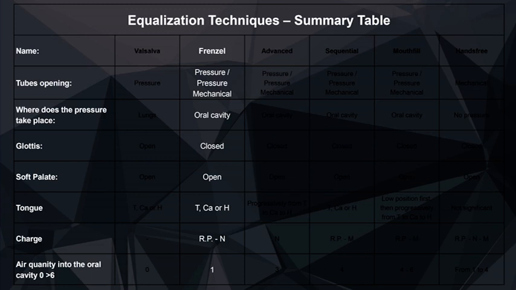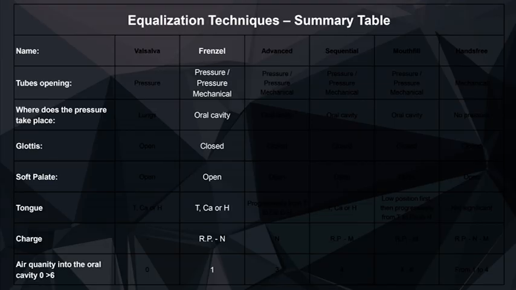On this table, we report some information on how to perform the equalization. Name: Frenzel. Tubes opening: pressure, mechanical. As we just said a few minutes ago, it's possible to open the tubes only thanks to the increase of the pressure in the nasal cavity or to the combination of the mechanical effect of the opening of the tube plus the pressure. The pressure takes place in the oral cavity. The glottis during the equalization must be closed. The soft palate must be open. The tongue can be in position T, K or H.